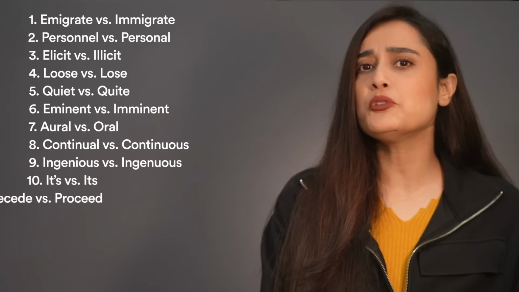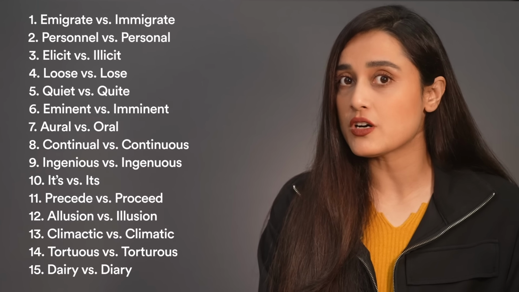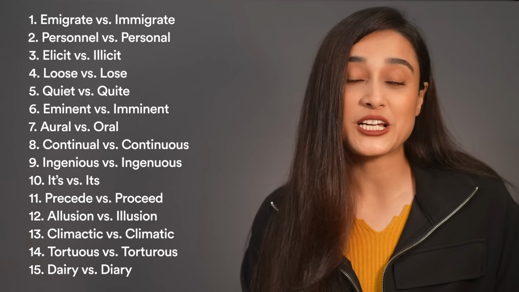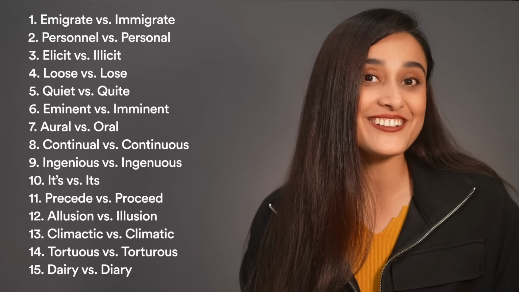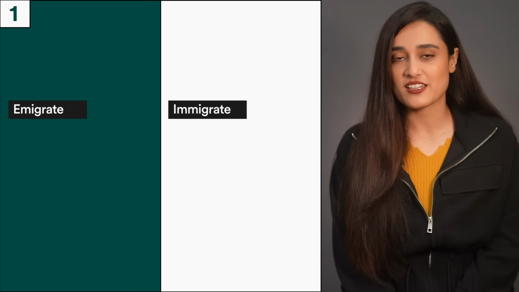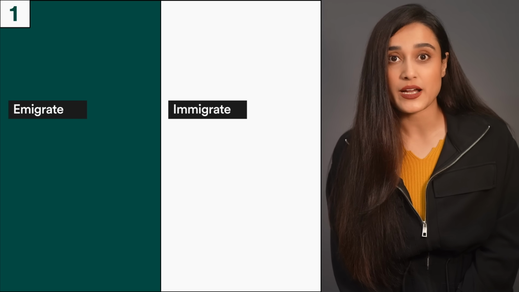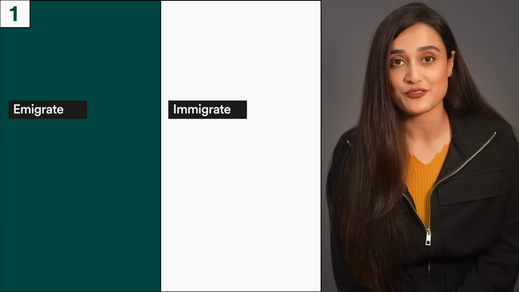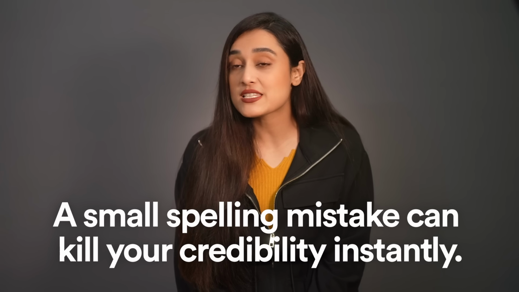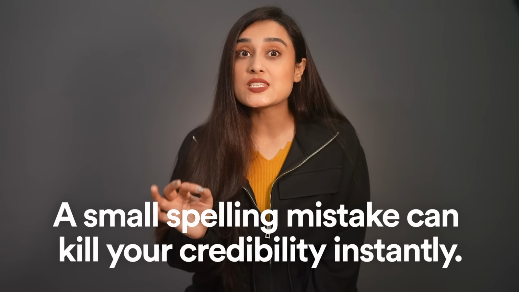All right, now that we are clear that words are important and they should be used in correct context, do you know how to use these 15 words with their confusing lookalikes? I'm sure you're getting a few of these wrong. Let's start with the first one on the list, which is emigrate versus immigrate. Now, they sound the same, but meanings entirely different. And this is actually one of my favorite ones on the list. A small spelling mistake can kill your credibility instantly.